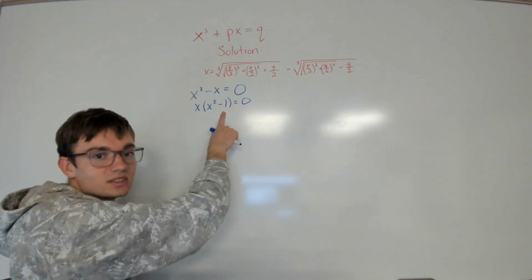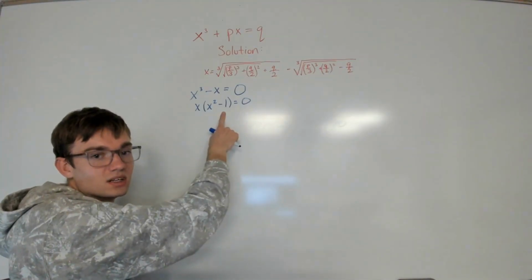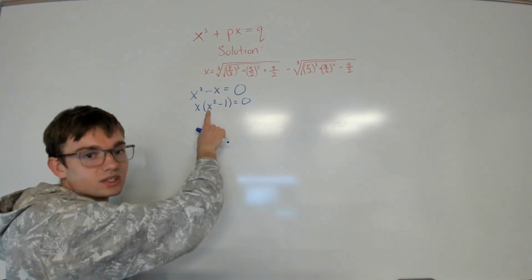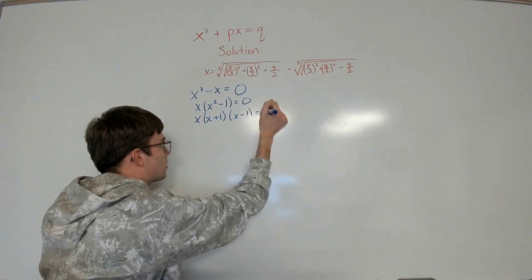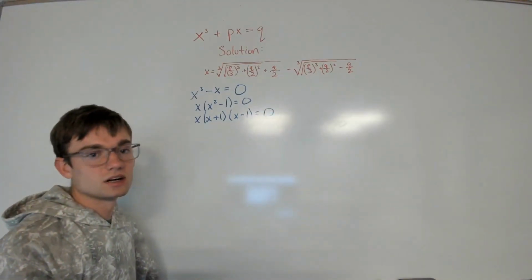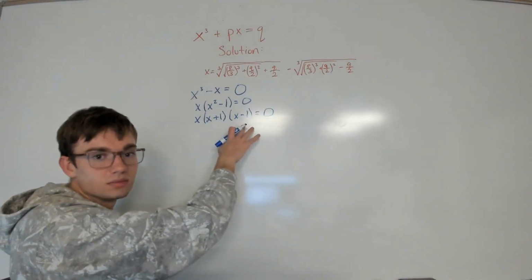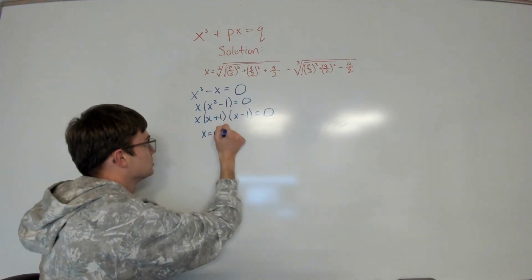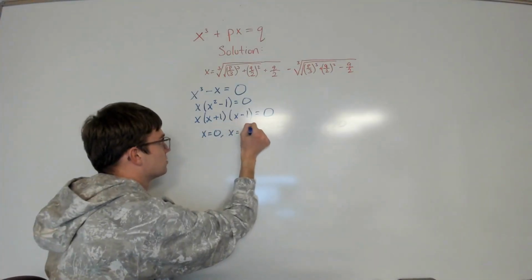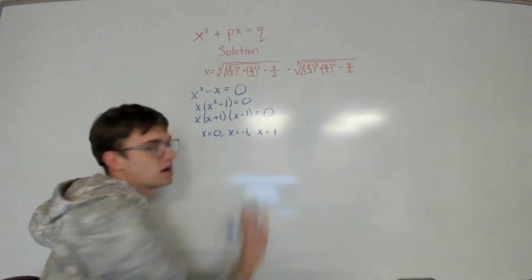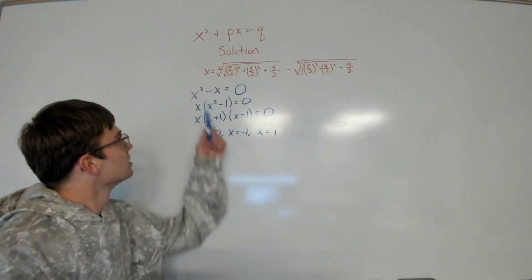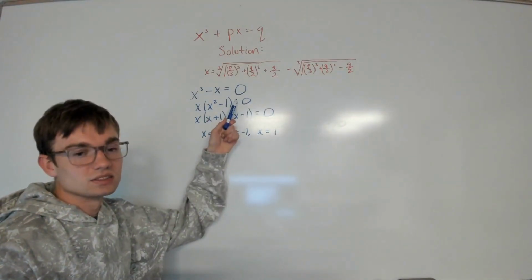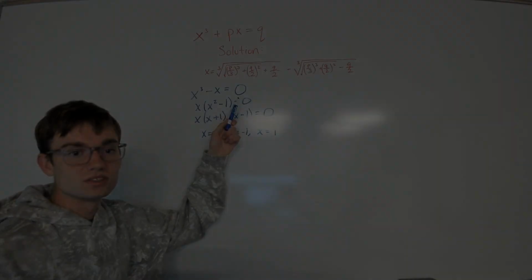Well, inside the parentheses, we now have a difference of two squares, and we can write this as (x plus 1) times (x minus 1). So now, by solving each of these 3 pieces of the equation, we get solutions x equals 0, x equals negative 1, and x equals positive 1. So, this cubic equation actually has 3 unique real solutions to it.